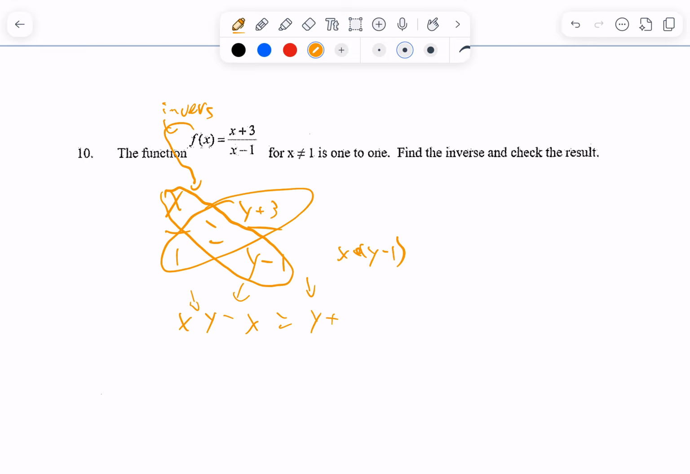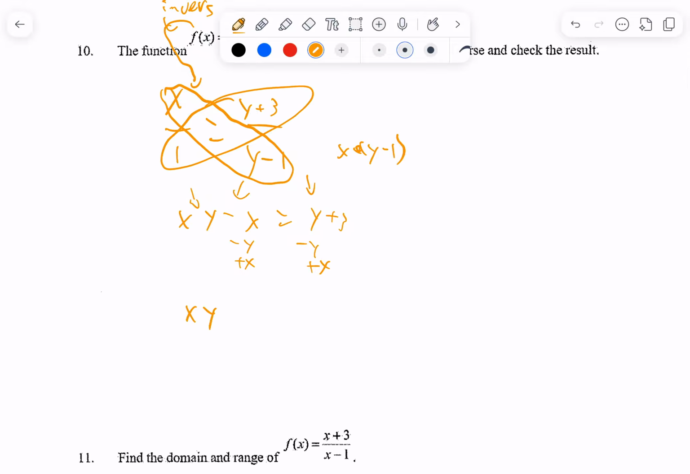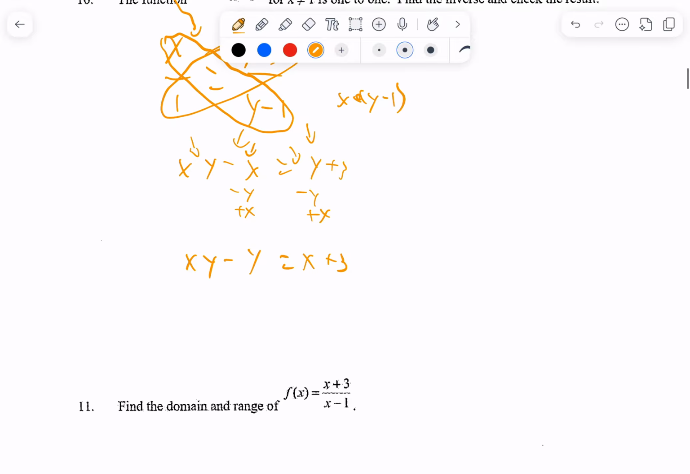So y plus 3. And then basically you want to minus y on both sides. You also want to minus x and add x on both sides, so we get rid of both at the same time, because it will be much easier than that. So since we got rid of this x and it's being replaced by a y over here, I'm going to do xy minus y equals, and since this is being replaced by an x, x plus 3.